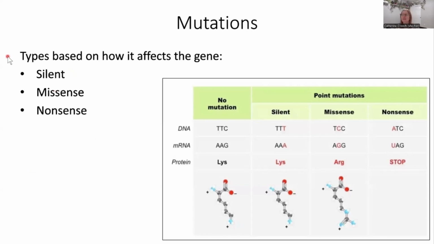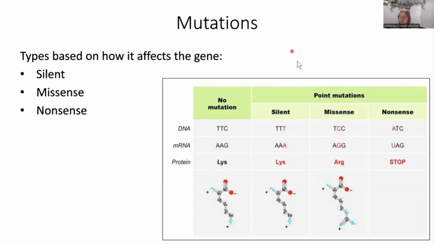We can classify mutations based on how they affect a gene, and we have 3 main categories. So here we have our types of mutations. We're going to look at point mutations first. Point mutations change 1 single nucleotide, just 1. Here's our DNA sequence. In a no mutation example, we have TTC. When we make mRNA for that, we would get AAG. And when we look at that in our protein chart, we find that this codon codes for the amino acid LYS. Here's a visual of it.